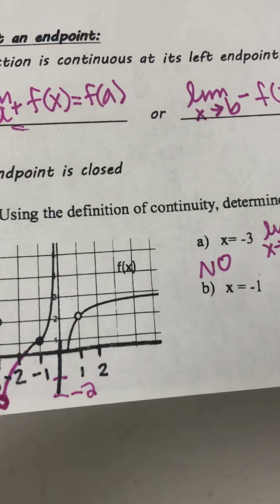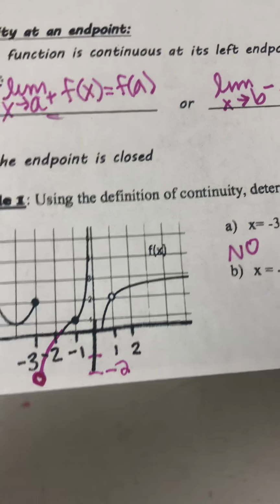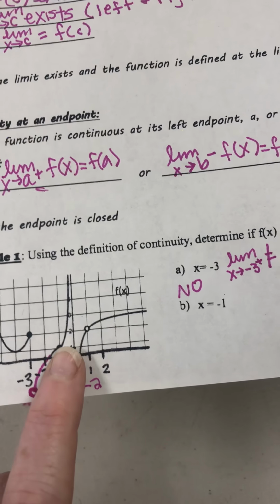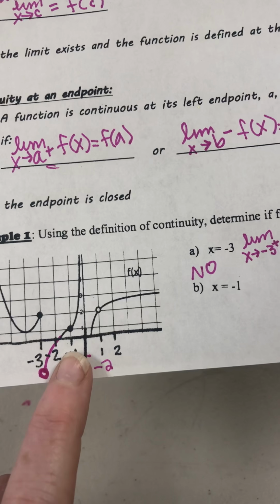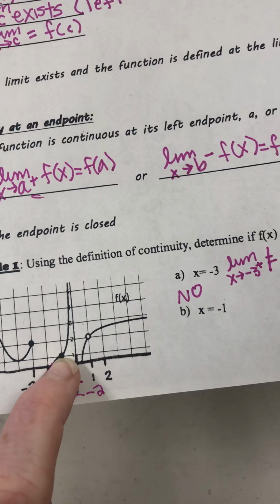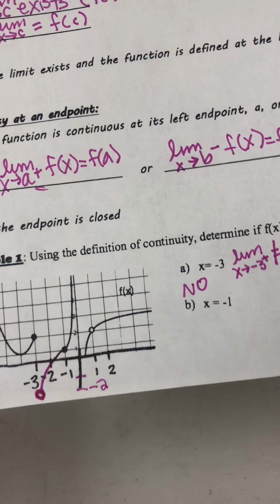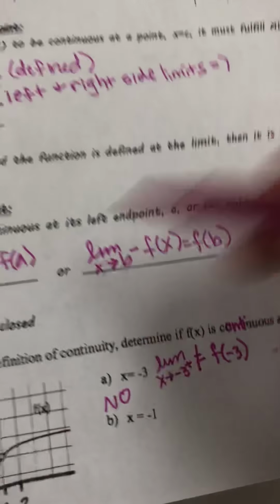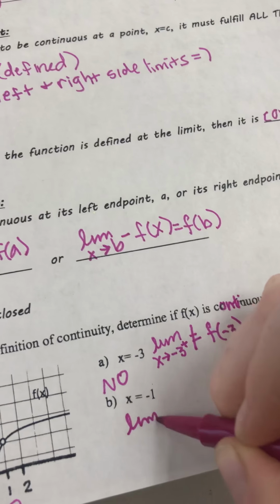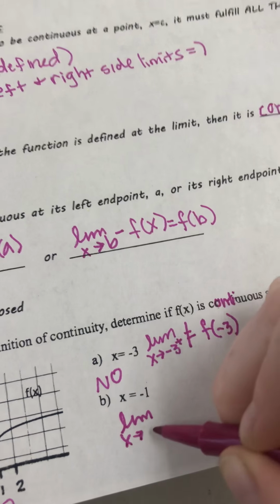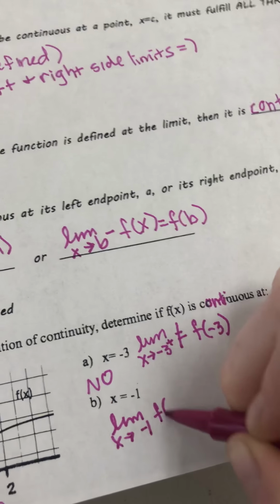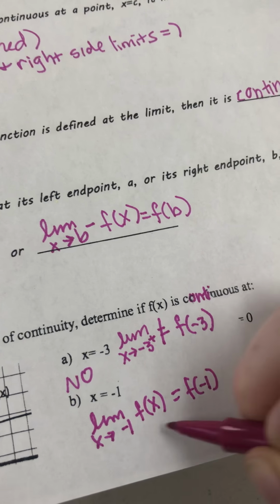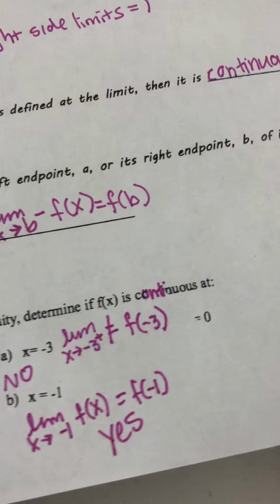Okay, x equals -1. Well, if you look at the left and the right side of this limit, it's obviously going to approach 1, the same thing. And then f of -1 is 1, so it would be continuous there. Okay, well, let's say the limit as x approaches -1 of f of x equals f of -1. So yes. All right.